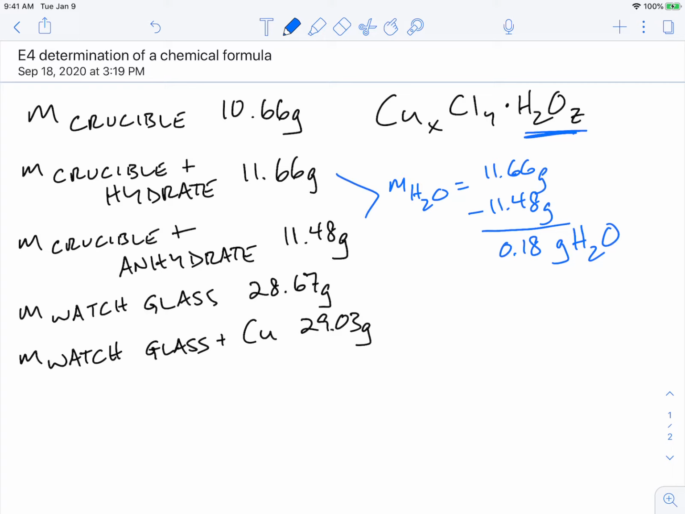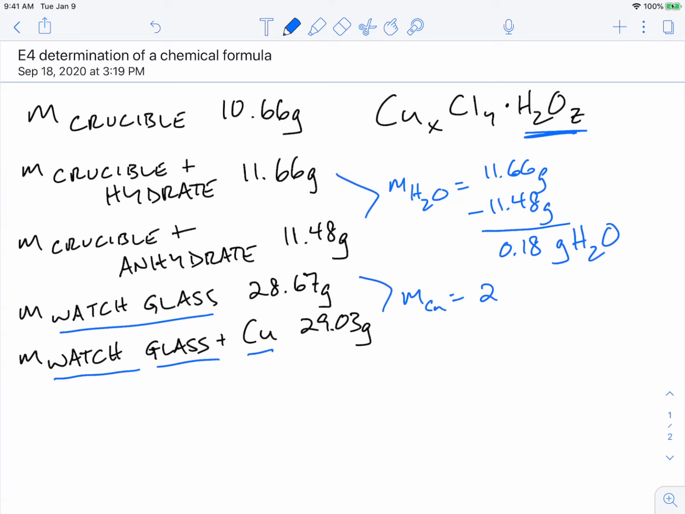After that, we took our anhydrate, we added water to it. Sounds counterintuitive, but we dissolved it so that then we could get the copper ions out of solution. We got the copper out of solution by putting some aluminum in it. We got the copper by itself by filtering it, and then we ultimately isolated the copper. And so we can take the mass of the watch glass plus the copper minus the watch glass, and that's going to give us the mass of the copper.